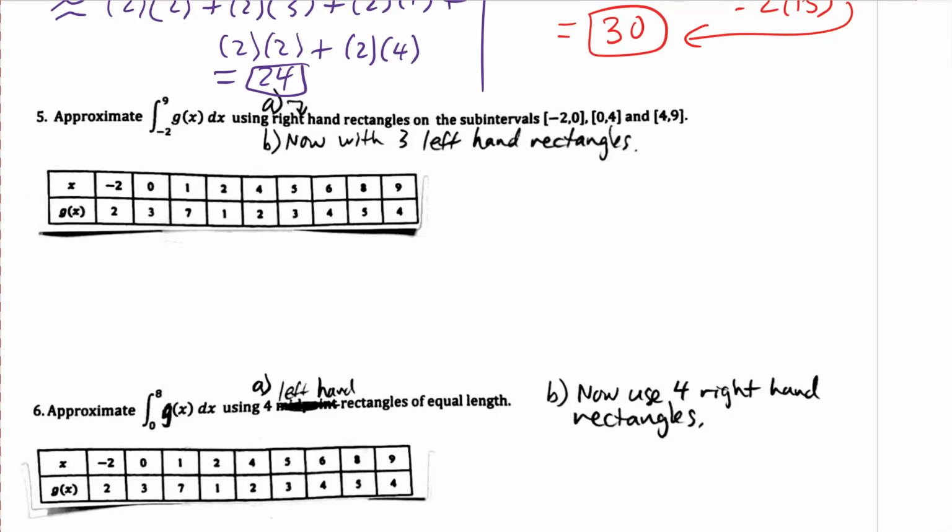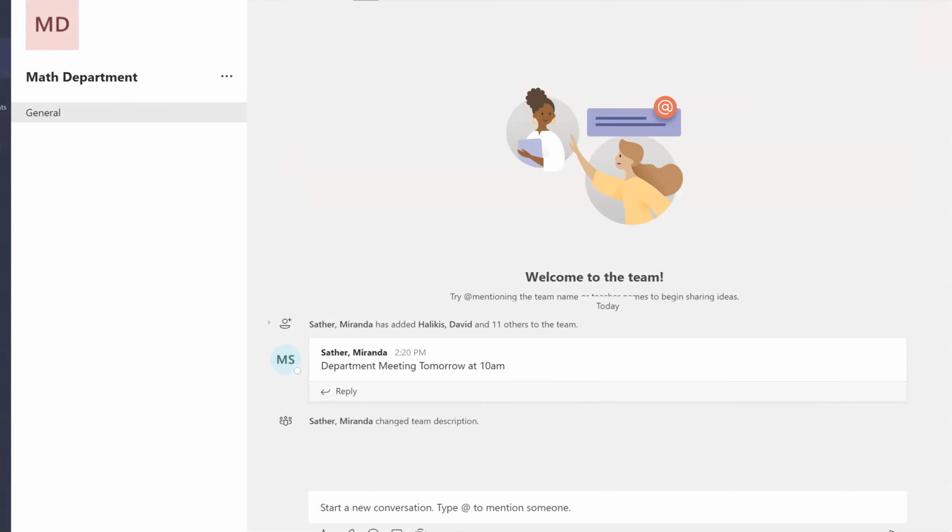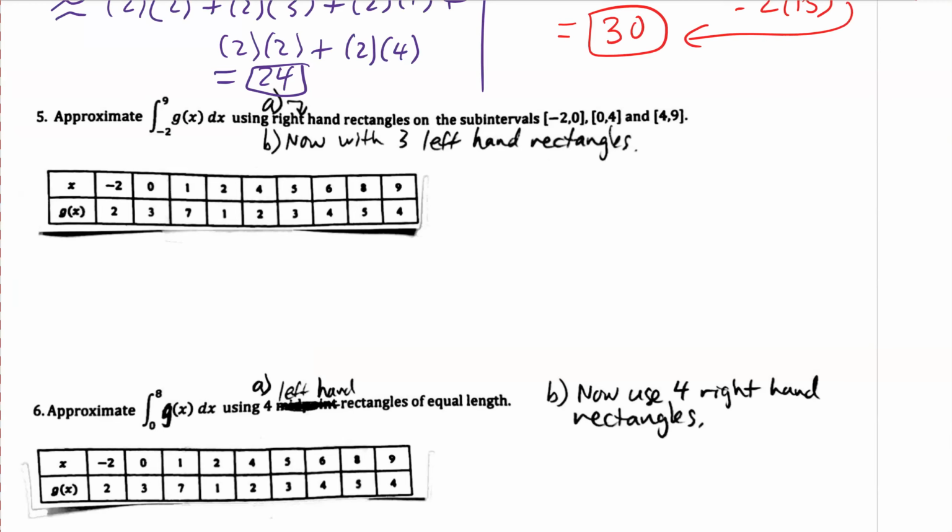Using right-hand rectangles. So let's start with, oops, don't know what happened there. So starting with right-hand rectangles, let's go with some, how about some green this time? From -2 to 9, 3 right-hand rectangles. Oh, and they told us the interval this time. That's different. So we're going to go -2 to 0, 0 to 4, and then 4 to 9.